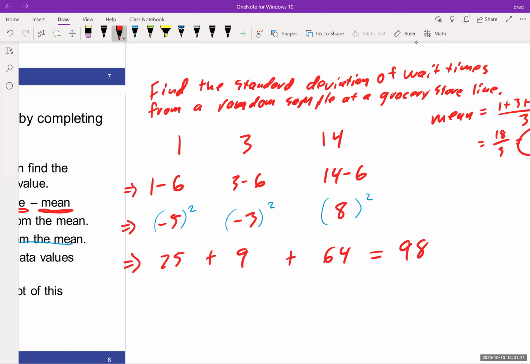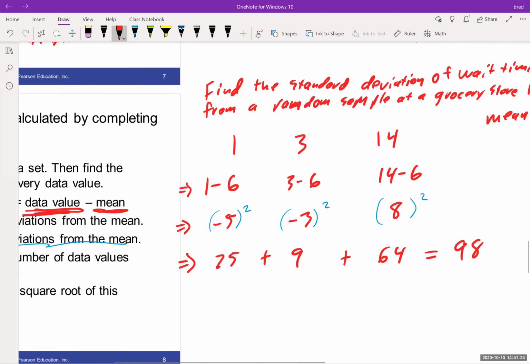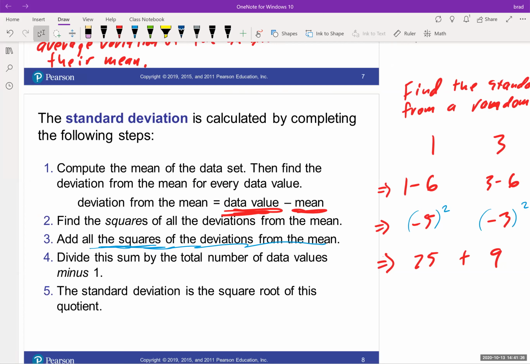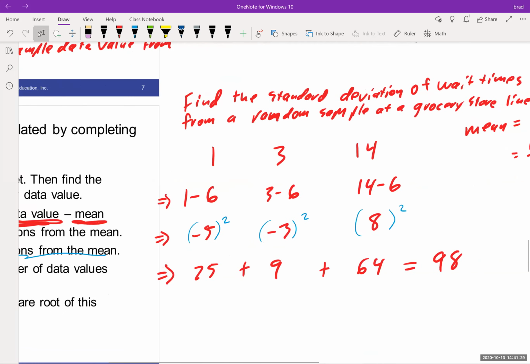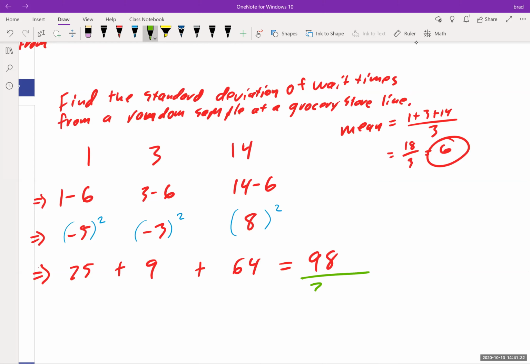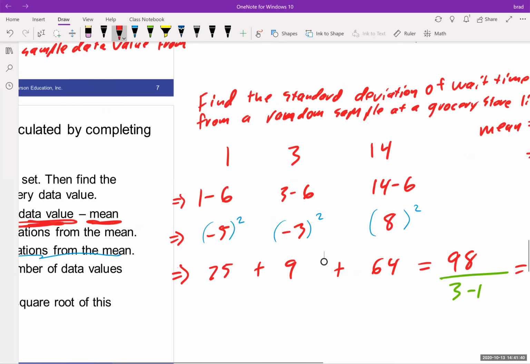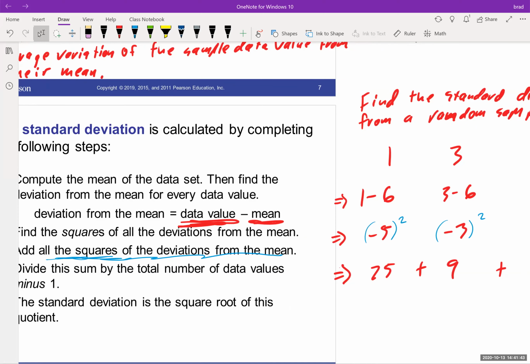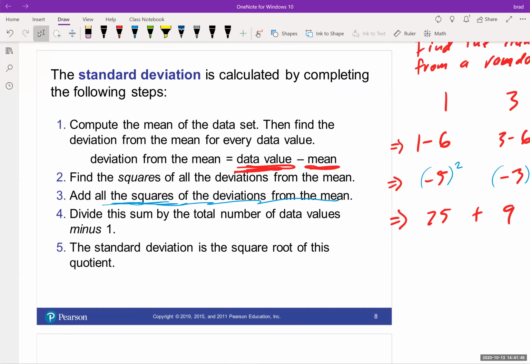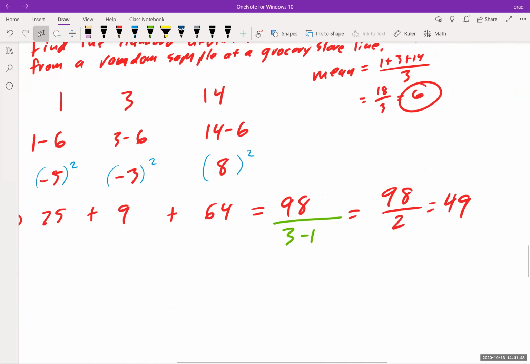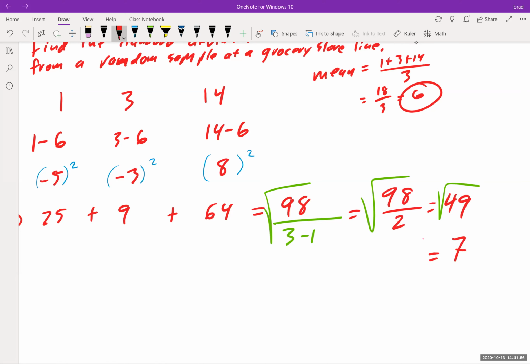Okay, so now we're there. Then it says divide the sum by the total number of data values minus 1. Well, the total number of data values was 3, so I'm going to do 3 minus 1. So this will become 98 divided by 2, which is 49. Okay. Now it says the standard deviation is the square root of this quotient. So we square root that, and we end up with 7. This is my standard deviation.